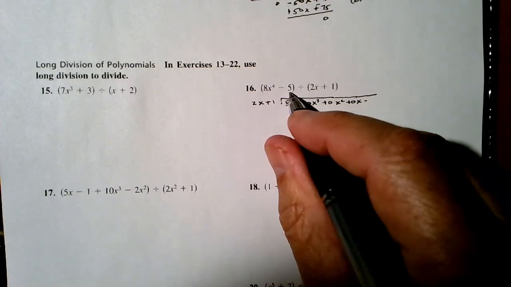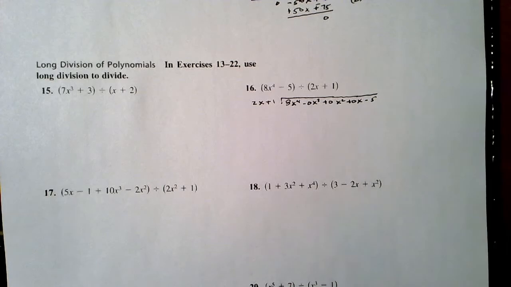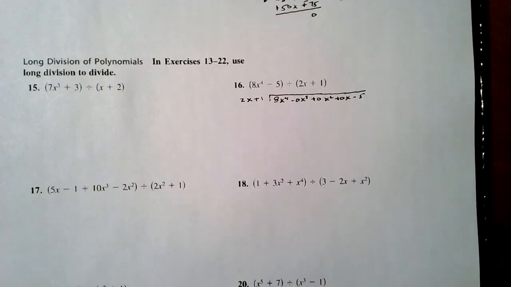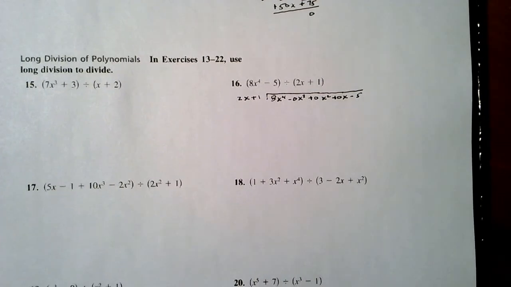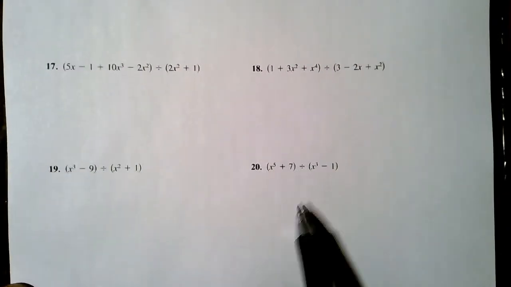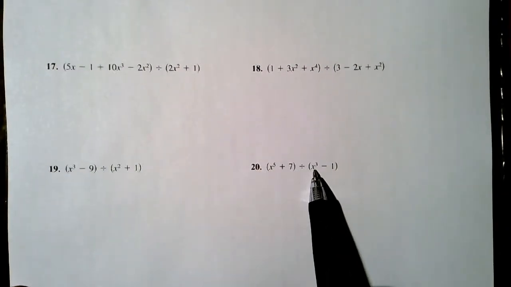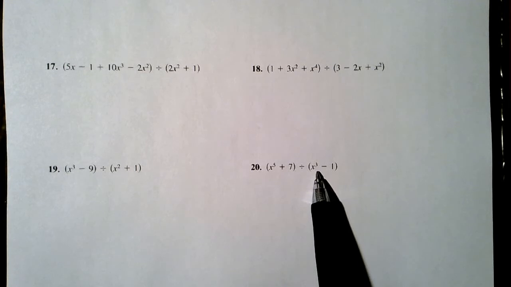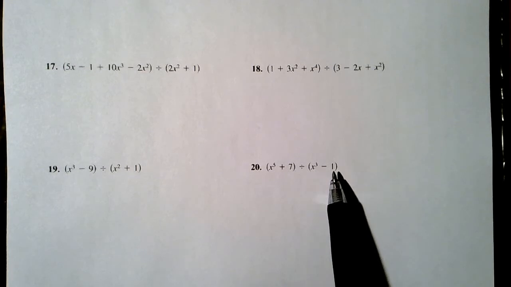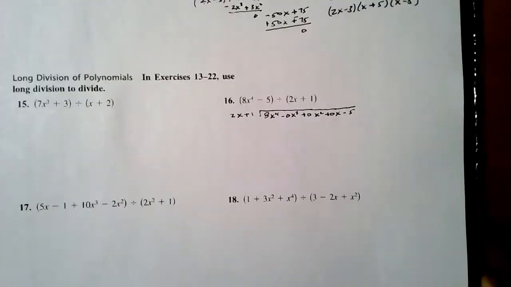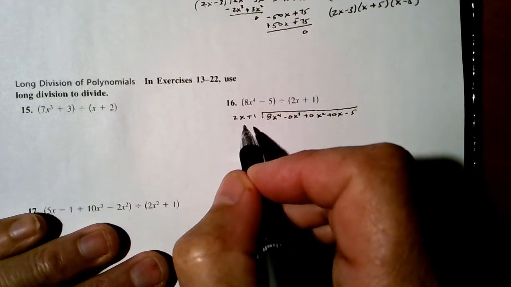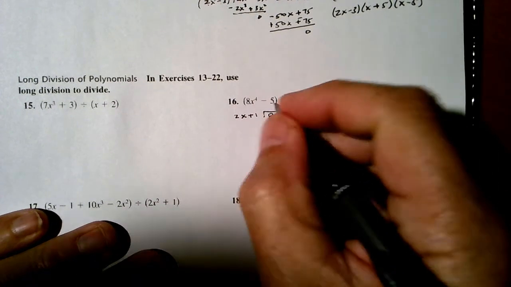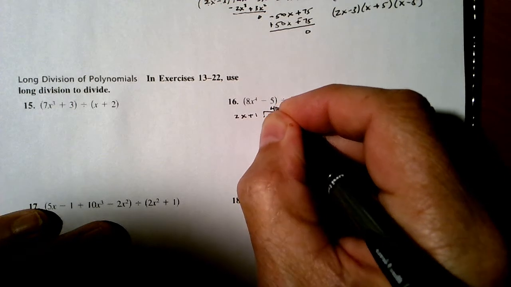and minus 5. Okay, it's essential that we do that. And in fact, later on, when we're dividing by x cubed minus 1, we're going to have to write that as x cubed plus 0x squared plus 0x minus 1. So 2x times what gets us to 8x to the fourth? 4x cubed.